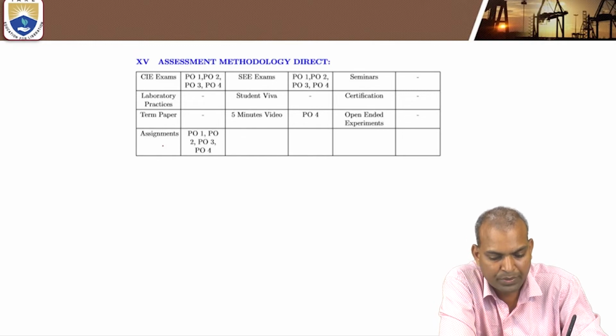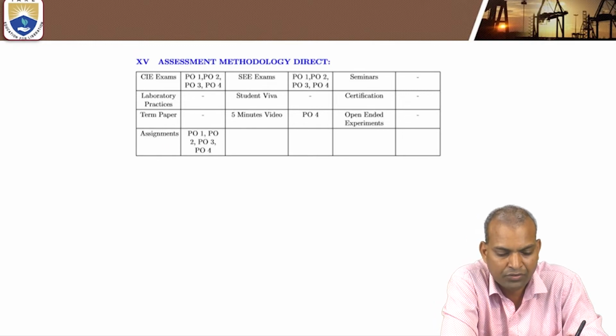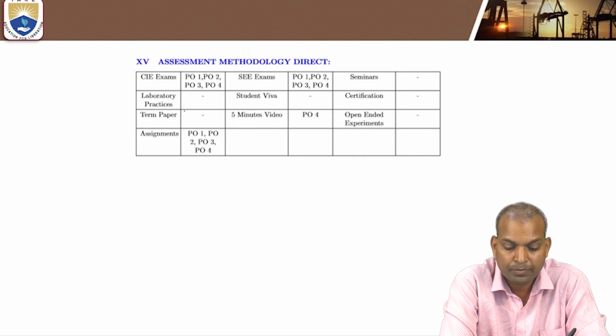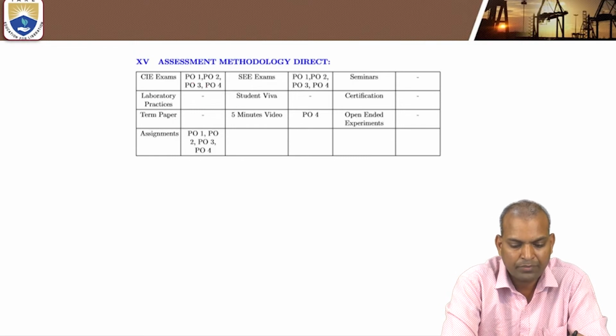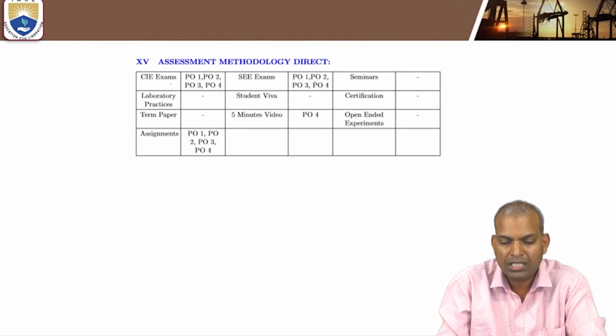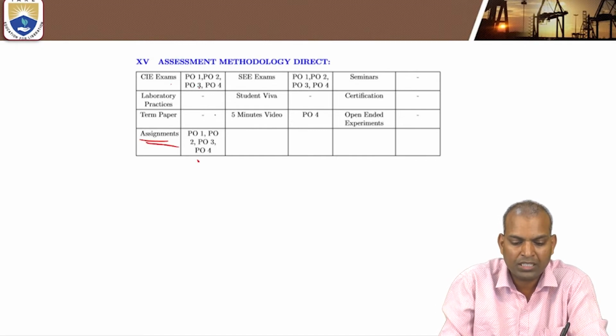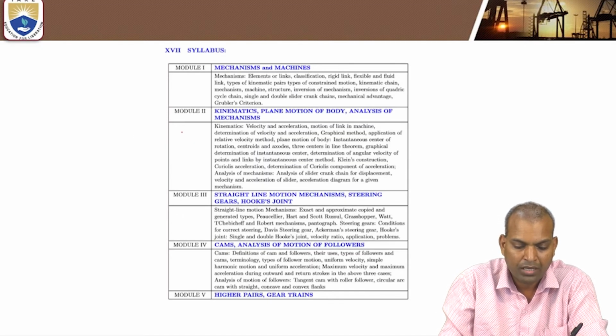The direct assessment, there are two types: one is direct and the other one is indirect. The direct assessment methodology is based on the performance from the examinations. Here CAE1, POT mapped here, and students' Viva. These are what we are following here: CAE exams, SCE exams, and assignments. We are following these three direct methodologies.